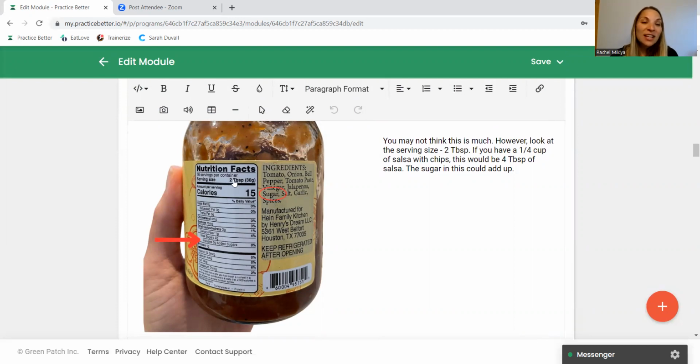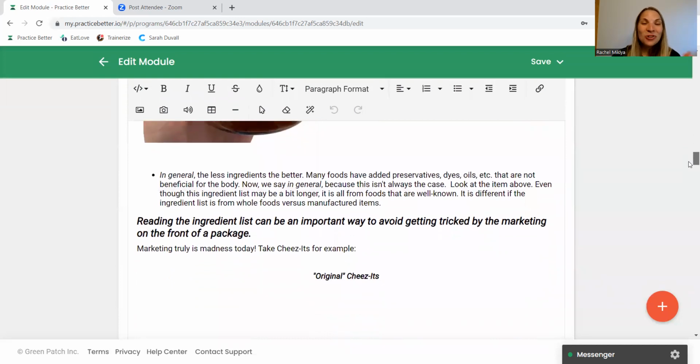Now for this, a serving size is 2 tablespoons. If you end up having 4 tablespoons of this salsa, that sugar content could start to add up in the day. So that is one reason why trying to read the nutrition facts panel and the ingredient list is going to be beneficial for you. A lot of times they try to trick you by saying, oh yes, there's nothing in here. But if you eat more than the serving size, there is actually stuff in here that's going to make a difference.